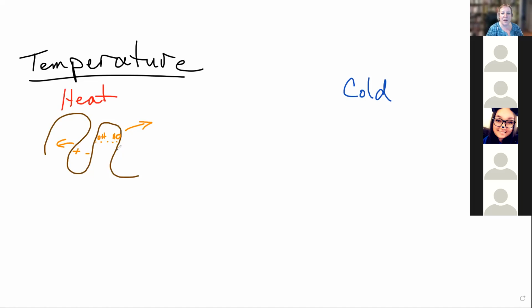What do I call that when I unravel a protein from its shape? I haven't broken the covalent bonds that hold the individual amino acids together, but I call that what? Denature. Very good, denature. So heat will denature proteins.